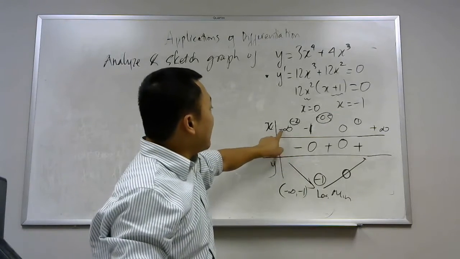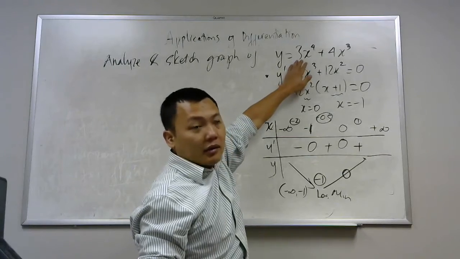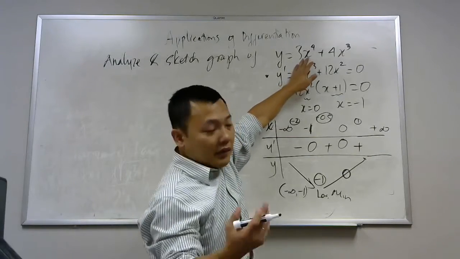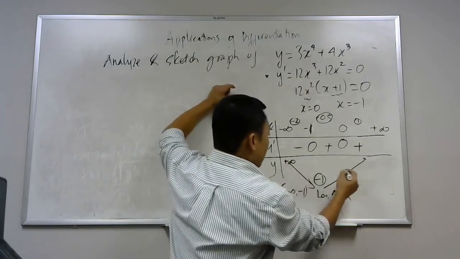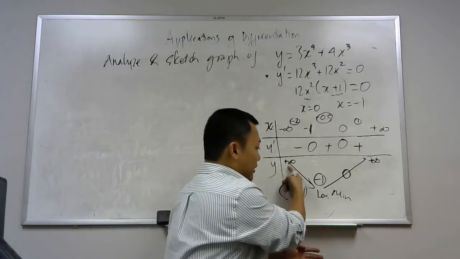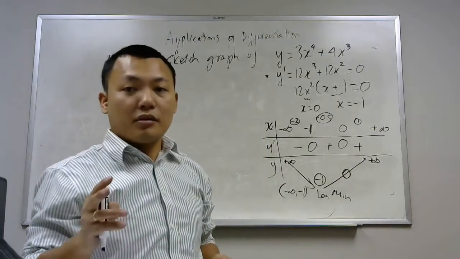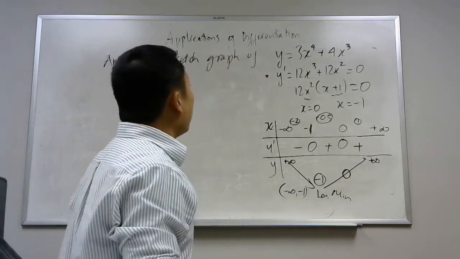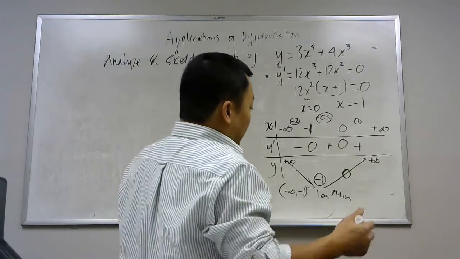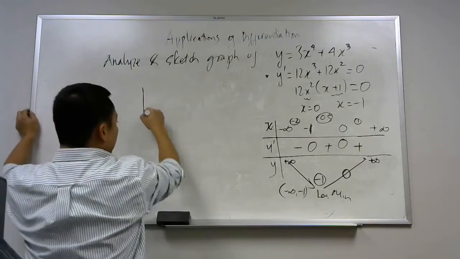So what is the limit at negative infinity? At negative infinity, the limit is equal to positive infinity. So basically, we know a little bit about the function. The function looks like this, but we still need to analyze inflection points, and where the function is convex or concave. So let's do the second derivative.